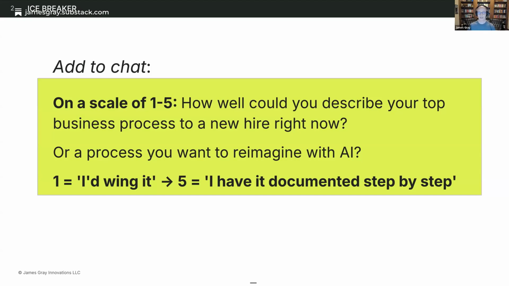On a scale of 1 to 5, how well do you think you really understand this and could describe it to someone? Are you on a one where, hey, I'm just going to wing it? Or are you on the opposite extreme, which is, yeah, I'm really clear about how this thing works. I've mapped it out. I've got all the steps. I'm really clear about it.